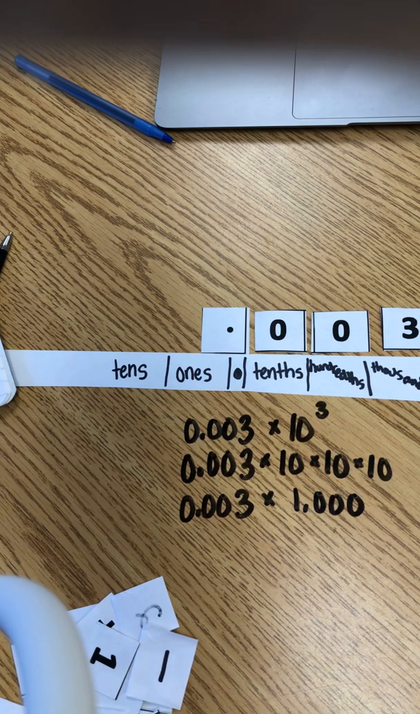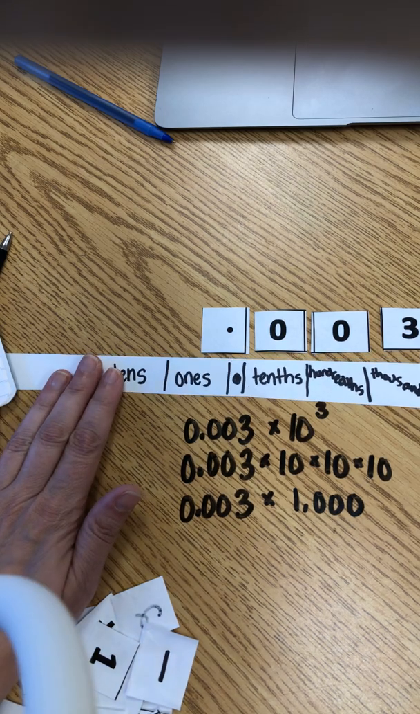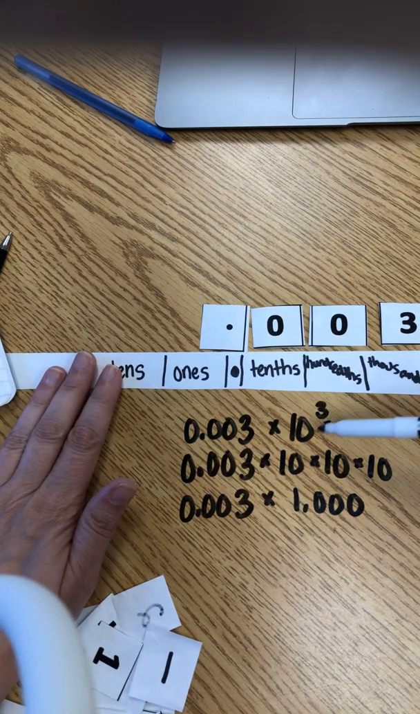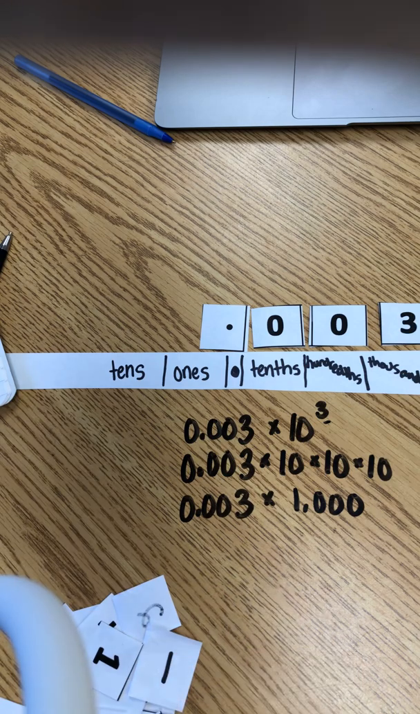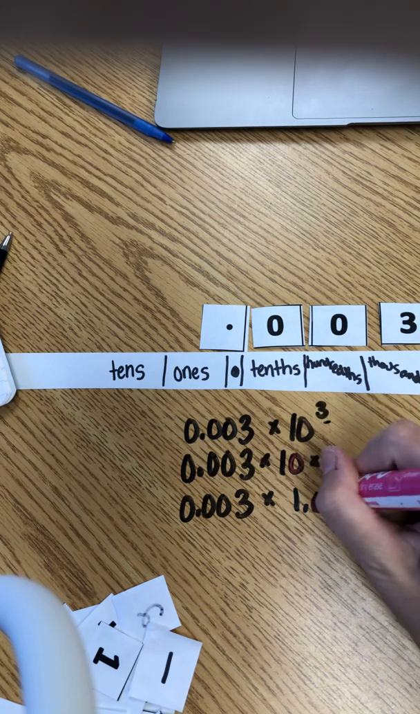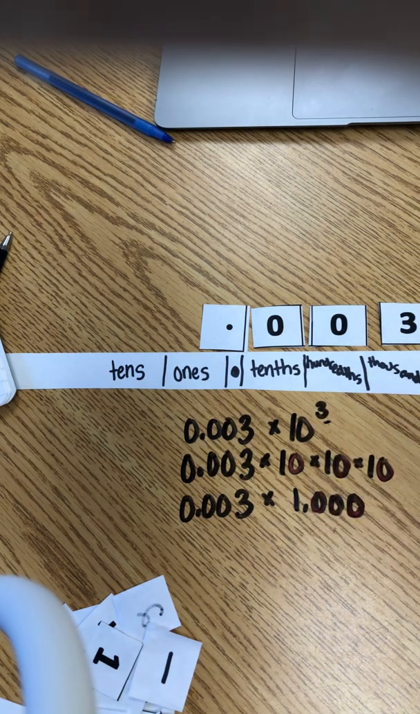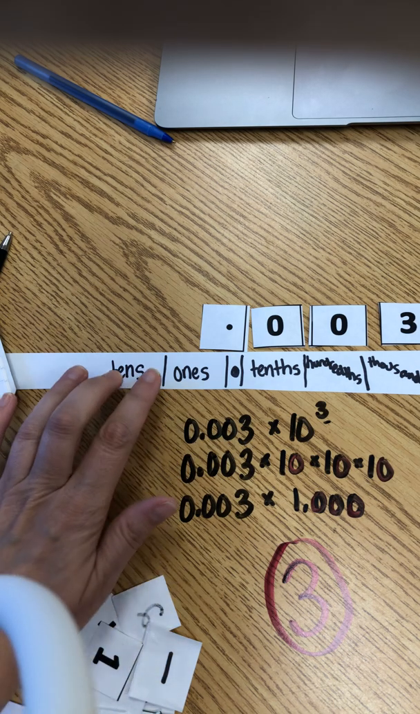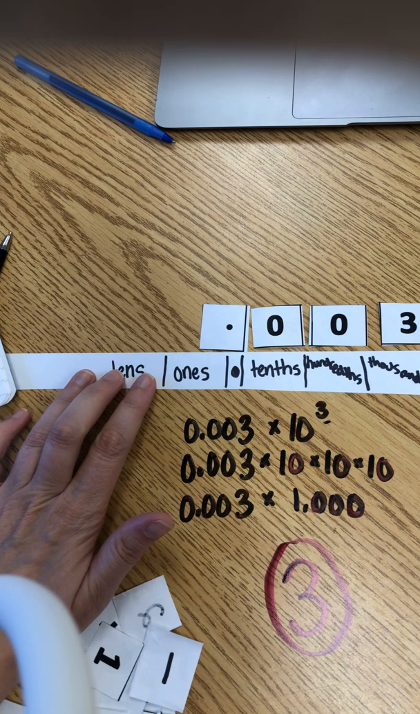Okay, so I've got 3 clues here telling me how many spots I'm going to need to move my place value flag. I've got my exponent 3, I've got 3 zeros in my expression down below here, and I've got 3 zeros in the number 1,000. So that means I'm going to move my place value flag 3 spots. Since I'm multiplying, I want my number to be bigger, so that means I'm going to move everything 3 spots to the right.